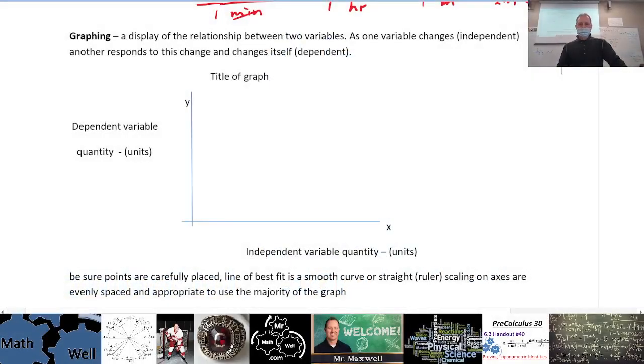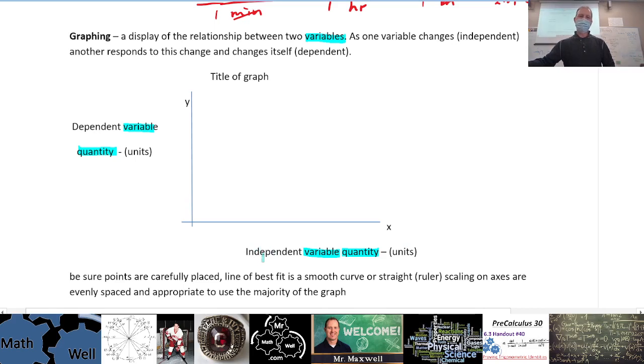I'll read that again. Graphing: a display of the relationship between two variables. So variables would be your blank there in your sheet. So two variables. Now, I am going to pop down here to the graph. Here's a variable down here, and here's a variable here; the quantity is listed on the y-axis and on the x-axis.